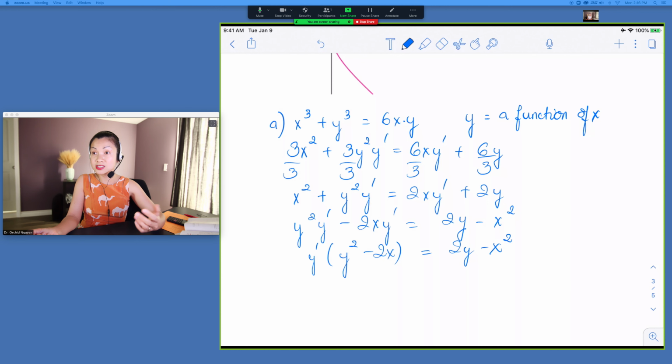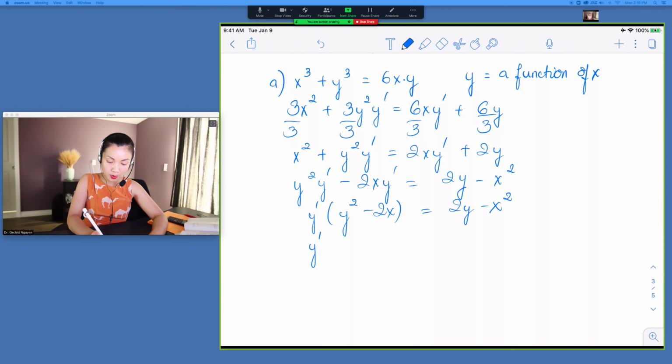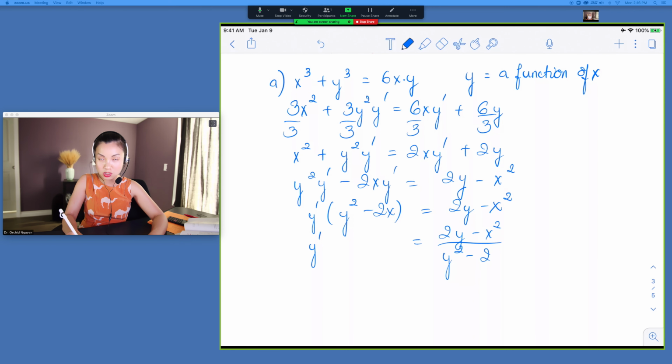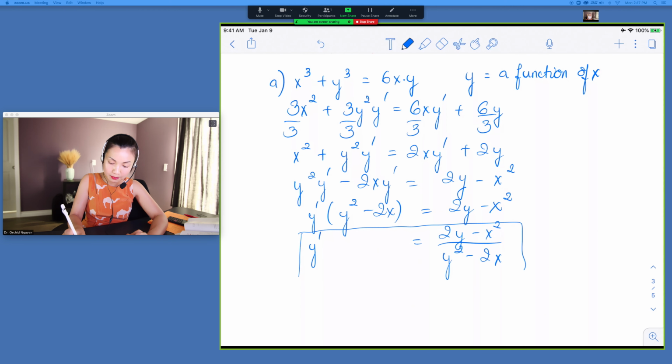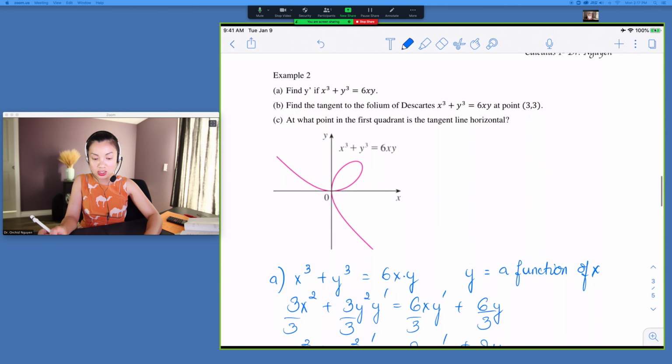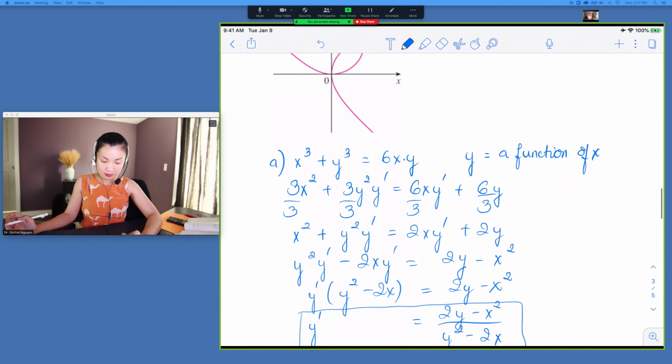And then you can just divide. So we get y prime equals 2y minus x squared over y squared minus 2x. Okay, so that's what we have for y prime. Now what I need is to find the tangent to the folium of Descartes at the point 3, 3. So what we do is we plug it in.